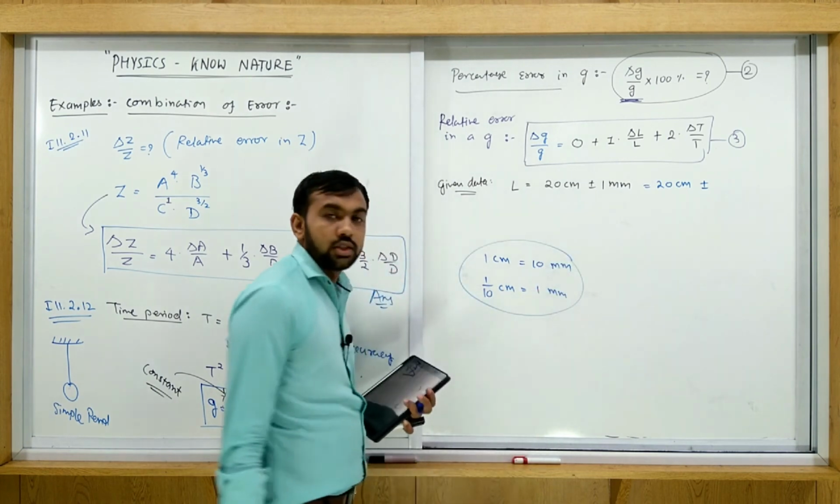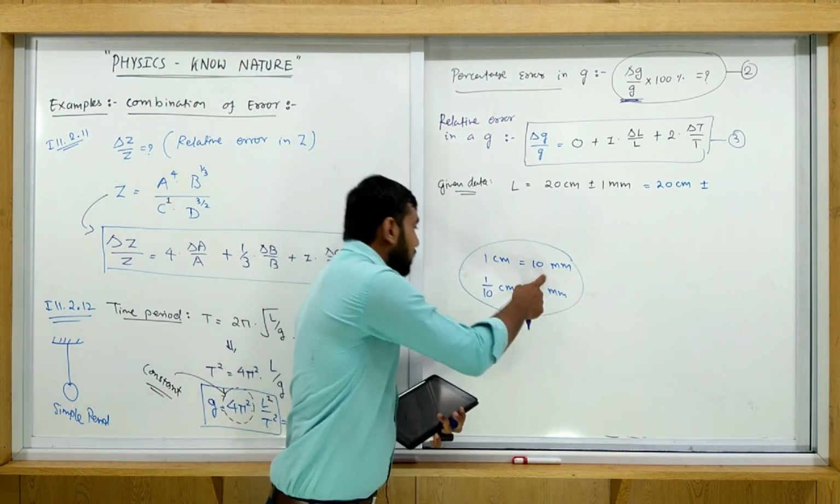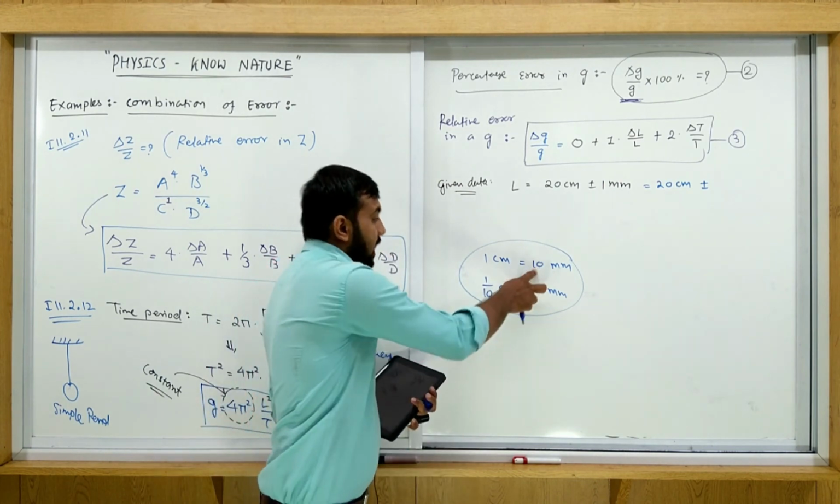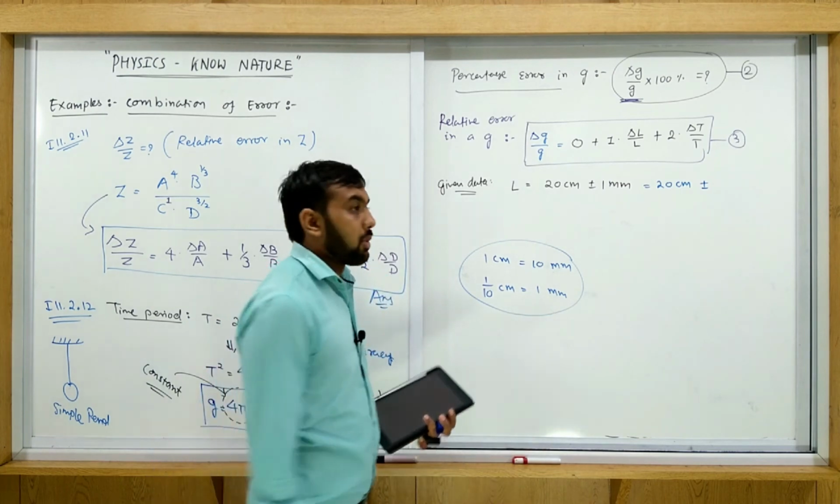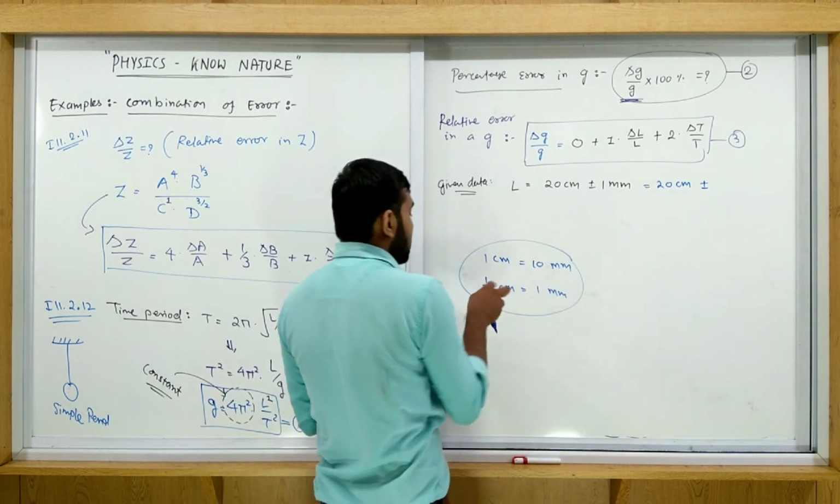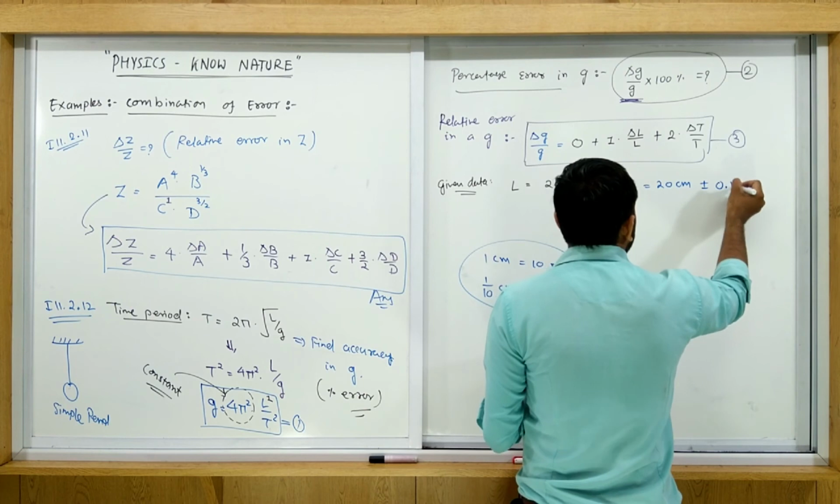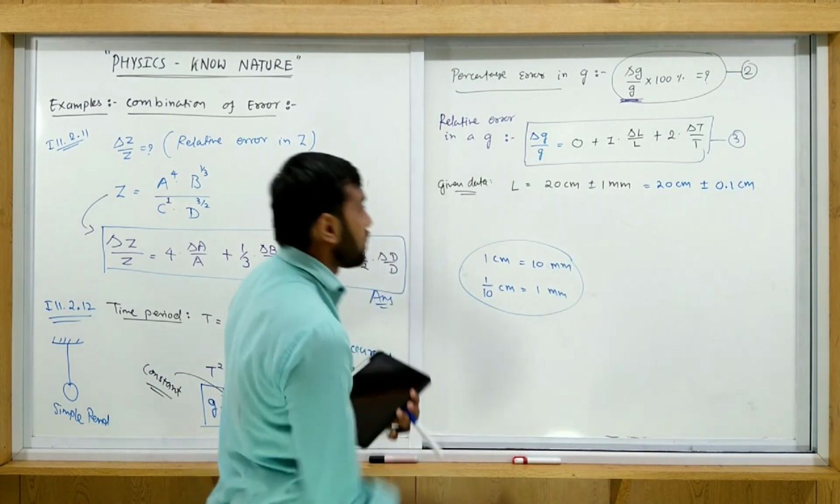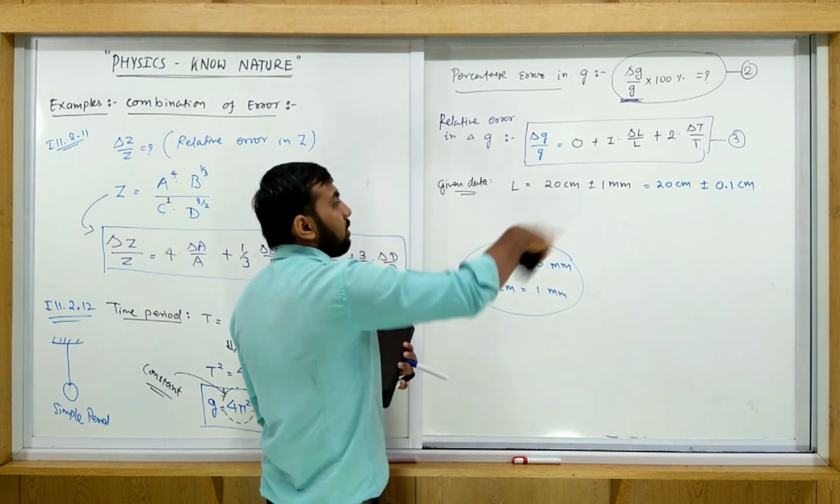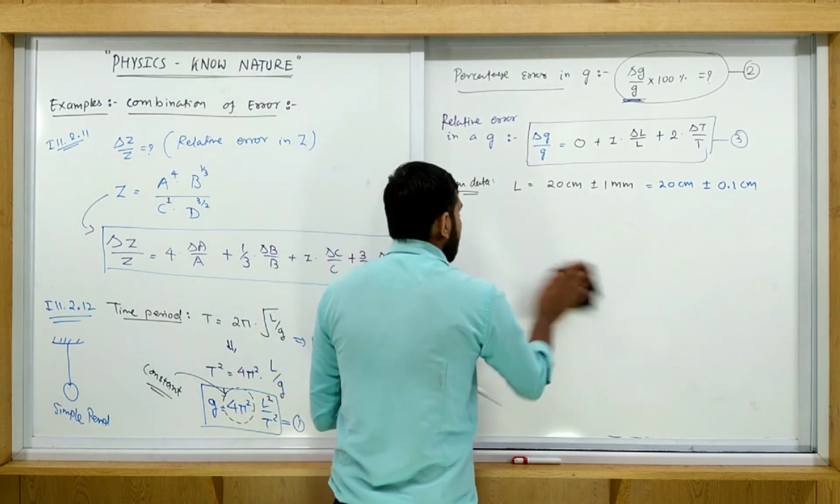Write down this one. 1 centimeter is equal to 10 mm. So this 10 comes into division. So 1 upon 10 centimeter is equal to 1 mm. So we want 1 mm. So plus or minus 1 upon 10 means what? 0.1 centimeter. So 1 mm is equal to 0.1 centimeter.